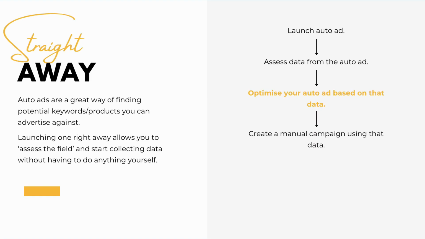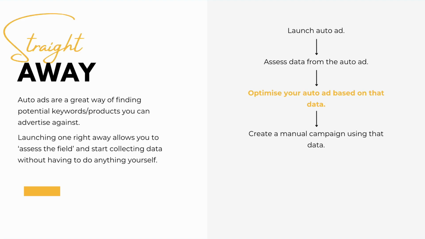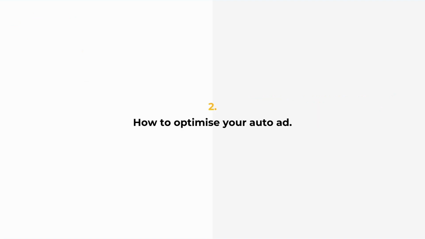Once you've got the data back from this initial kind of posting, then maybe the first month, the first 2 months, it's really important you understand how to optimize your ad. We're not just using it to get this data for keywords and products. Yes, that is a benefit of using auto ads, but ultimately we want to optimize the auto ad as much as possible to make it as profitable as possible. So in the second section, how to optimize your auto ad.